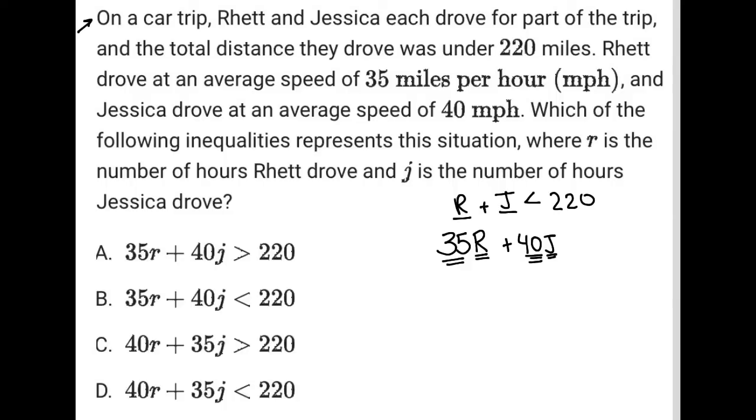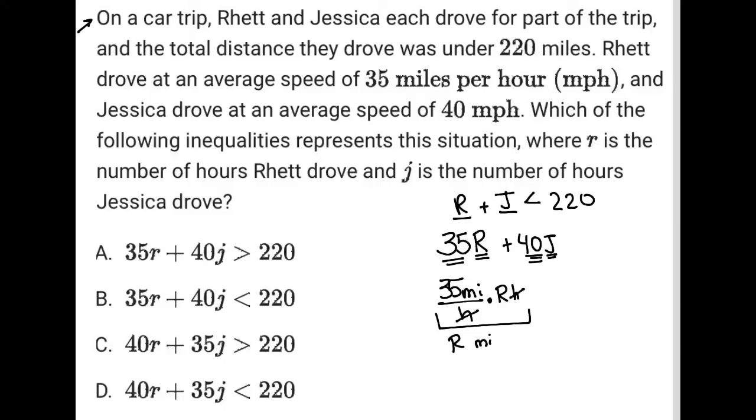Which of the following inequalities represents this situation where R is the number of hours Rhett drove and J is the number of hours Jessica drove? Okay, number of hours. So R is not the number of miles. R is the number of hours. So I'm going to look at this from a unit standpoint. My 35 is in miles per hour. If I multiply that by R hours, then the hours will cross out, and I would get a number of miles.